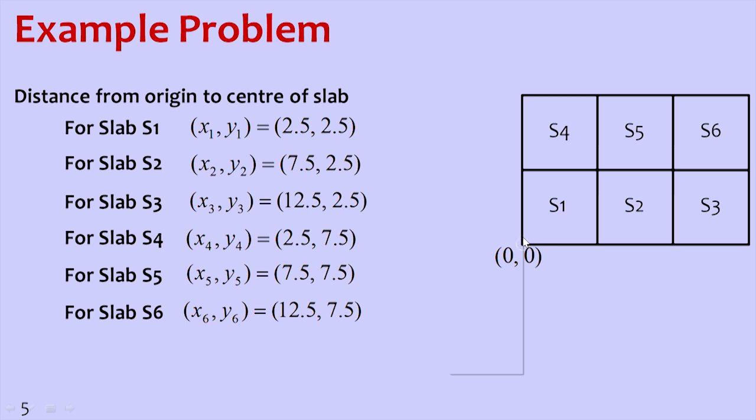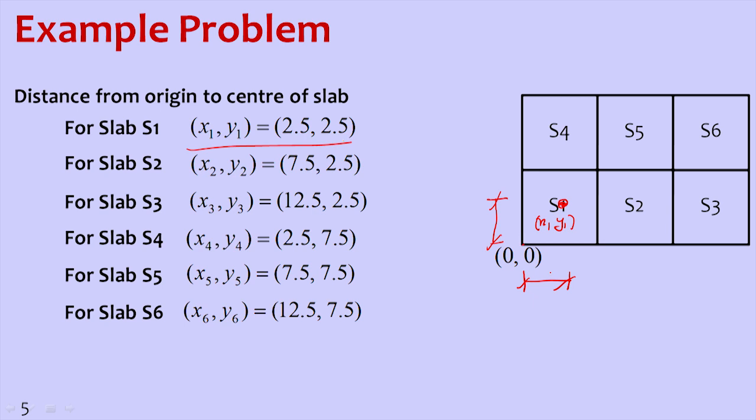Assuming this as the origin, we have slab 1, 2, 3, 4 and 5. We need to calculate the center of each slab, such that the distance between the origin and the center of the slab in both x and y directions is calculated for the xc value, that means the center of mass value. So, I denote these x1, y1, and similarly for other slabs. This x1, y1 will give me the center of slab 1, S1.